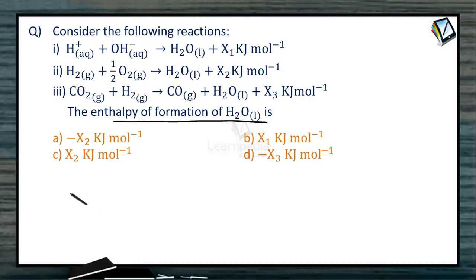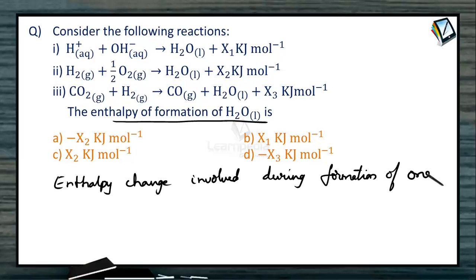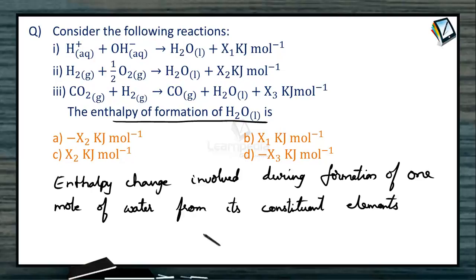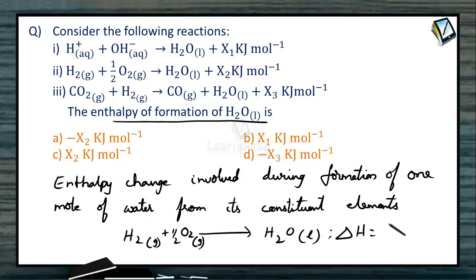So what is enthalpy of formation? It is the enthalpy change involved during the formation of 1 mole of water from its constituent elements. Means 1 mole of water need to be formed in its standard state from 1 mole of hydrogen from its standard state and half mole of oxygen which is again in its standard state. So what is the enthalpy change involved in this particular process? That is called as the enthalpy of formation of water.